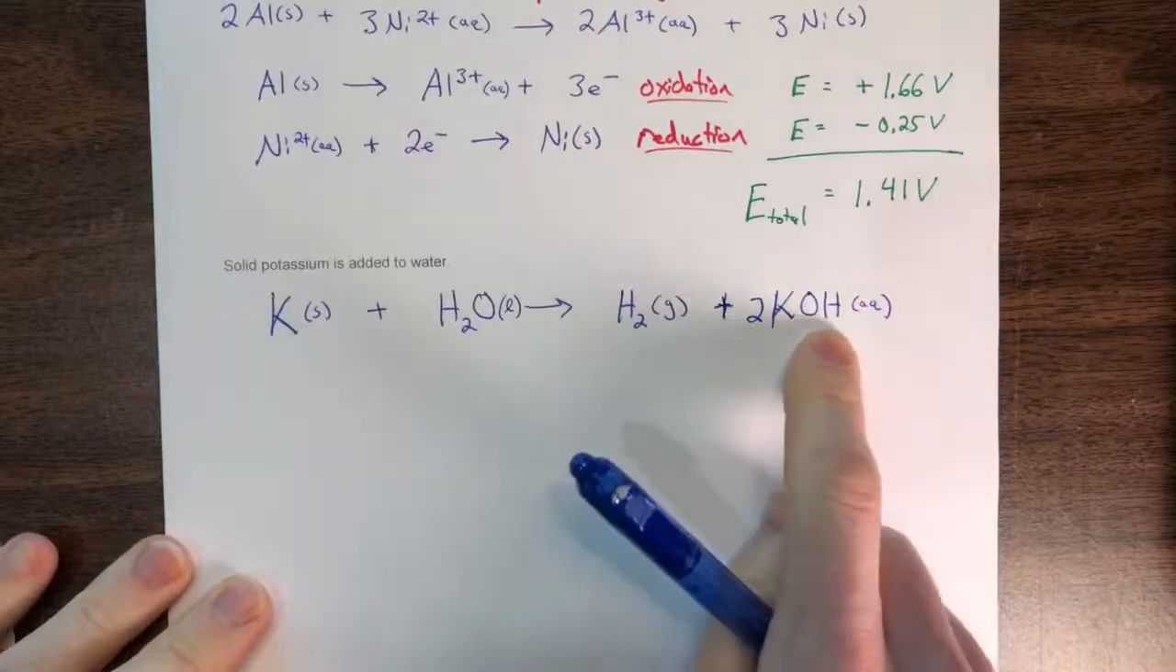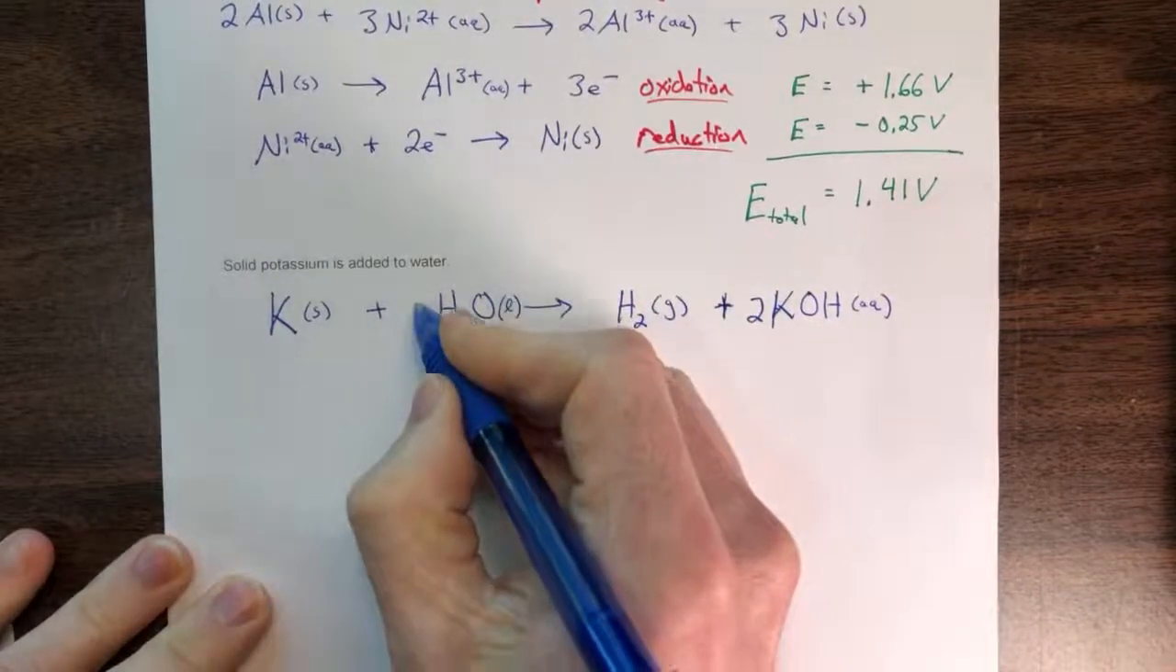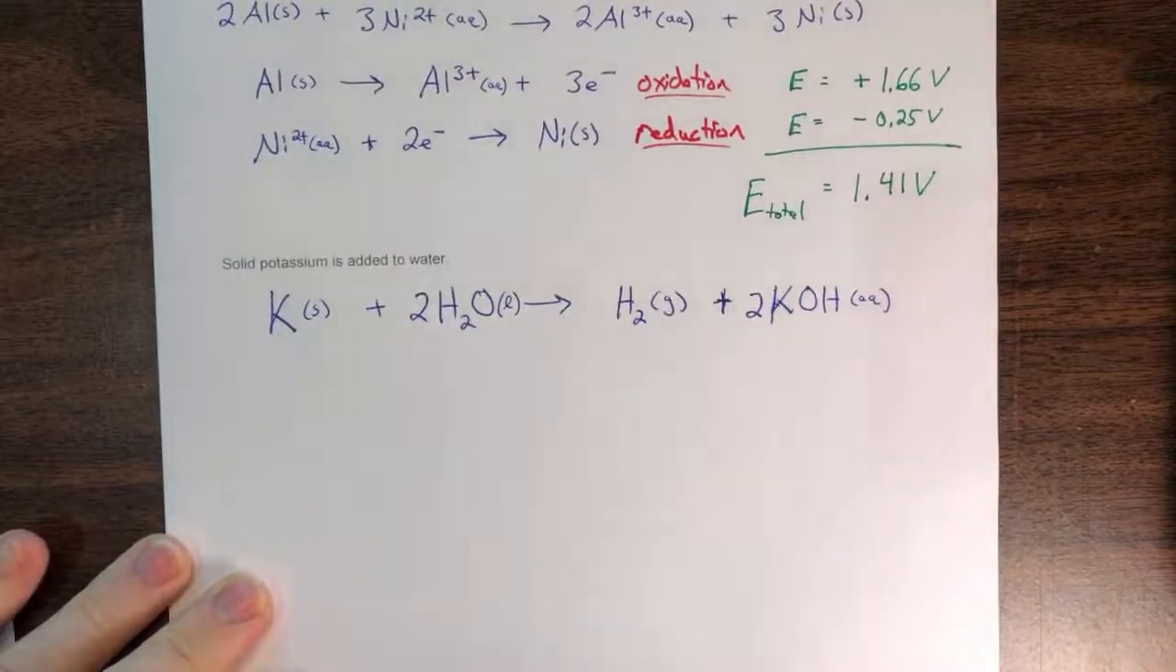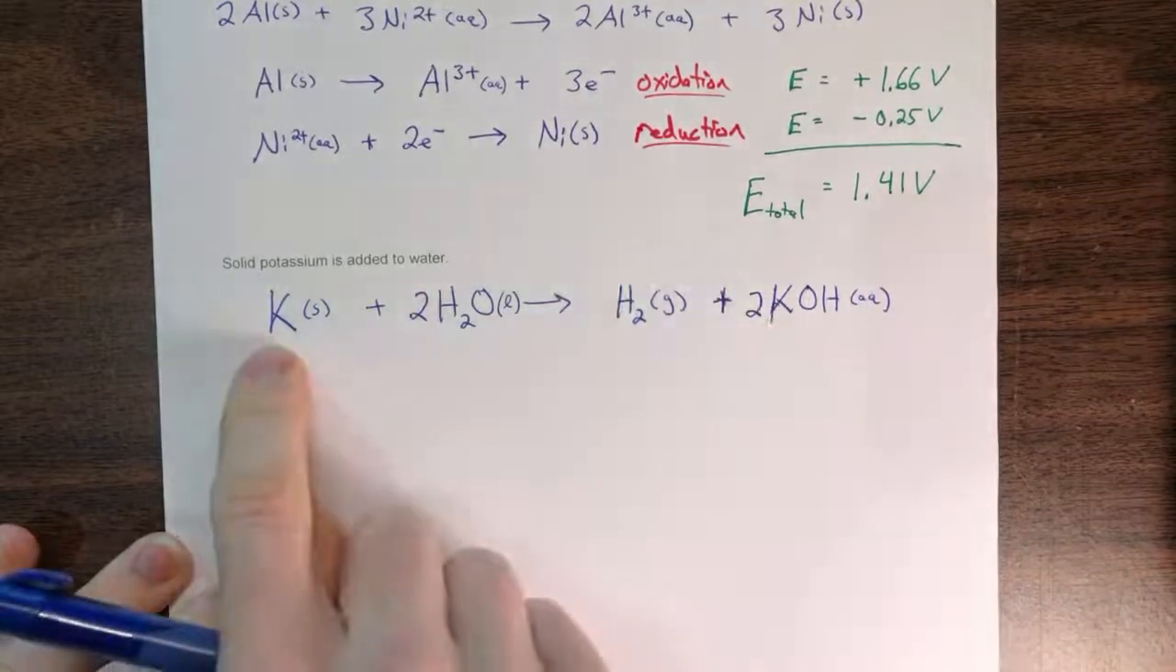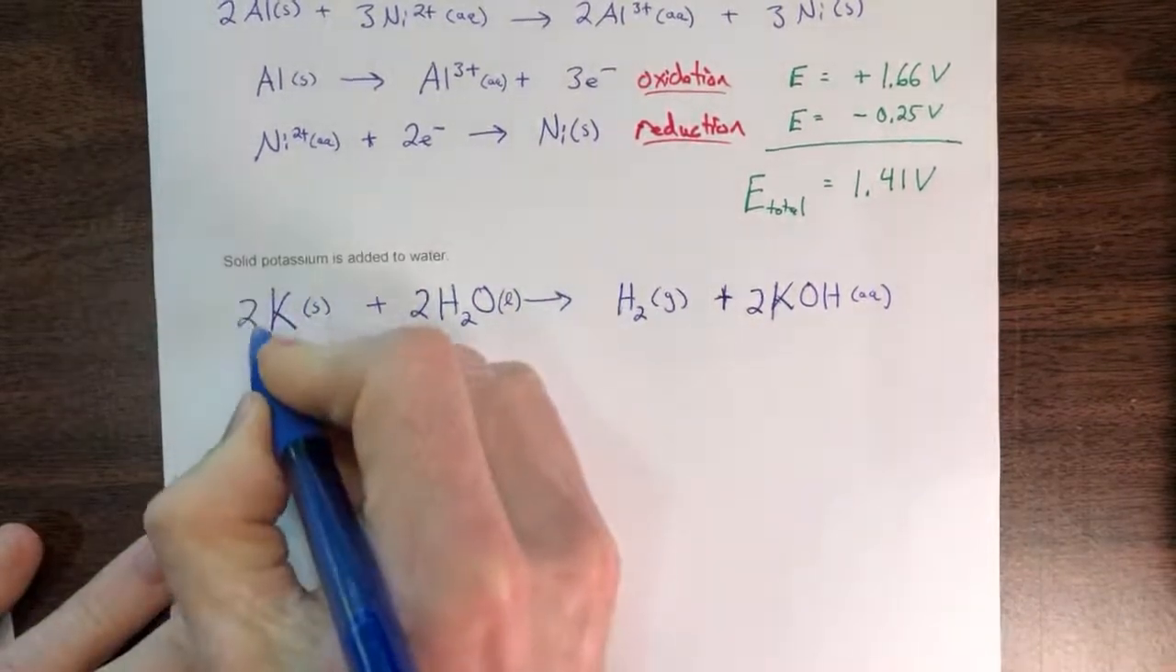So I'm going to put a 2 here. That's going to get me 4 hydrogens on this side. And then a 2 here is going to be 4 hydrogens. And so that's going to be 2 oxygens and 2 oxygens. And then we need to also balance the potassium. So a 2 right here.